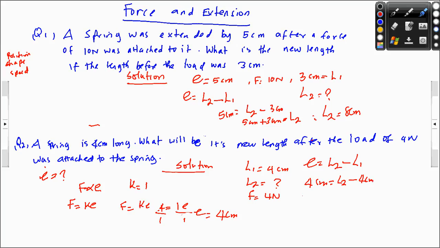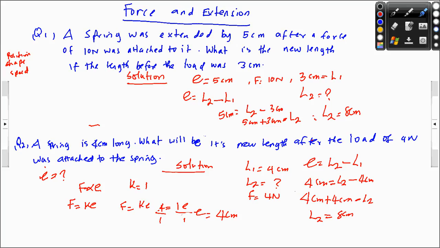So to know what L2 is, we need to make this 4 come over the equal sign and see what we have there. So we're going to have 4 centimeters plus 4 centimeters equals L2. So now the length 2, that is to say the new length, is going to be 8 centimeters after the load of 4 Newton was added to the spring.